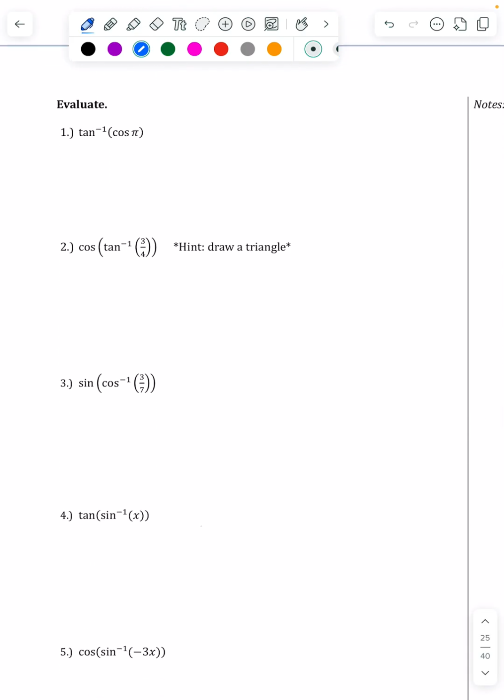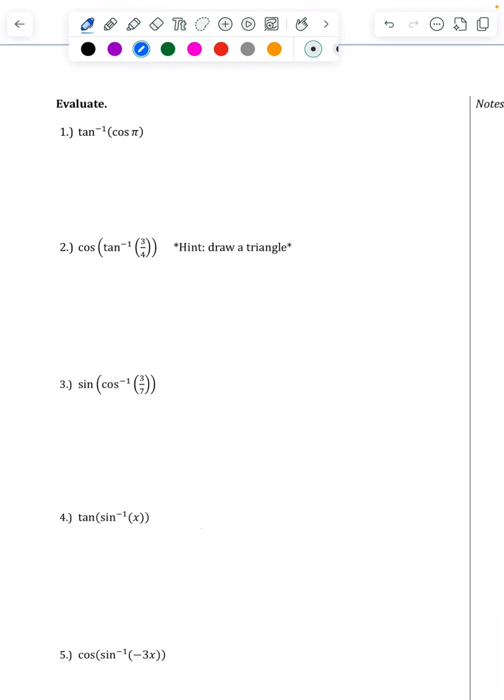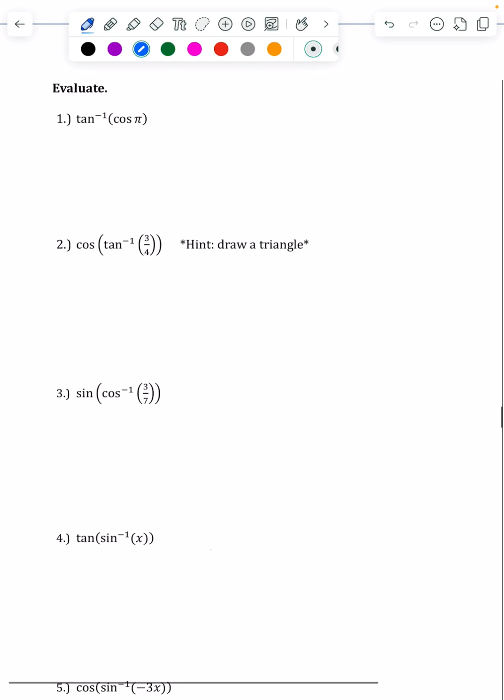Let's try some more. The ones here, tan inverse of cosine of pi. We know cosine of pi is negative 1. Tan inverse of that, we just did, I believe, is negative pi over 4. When you see tan inverse, that's easy. When you see the actual cosine, you want angles, right? So you want the triangle.